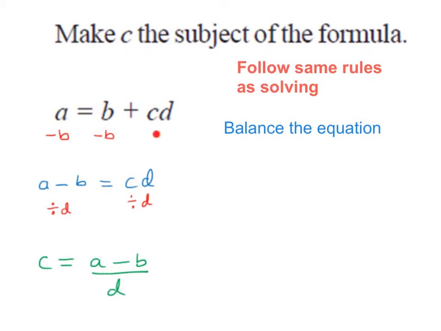So we want to get the C all on its own, so we have to get rid of the B and we have to get rid of the D. The D is stuck onto the C, so we're going to leave that alone for a minute, and we're just going to get rid of the B first of all. We always get rid of the single number or the single letter first.